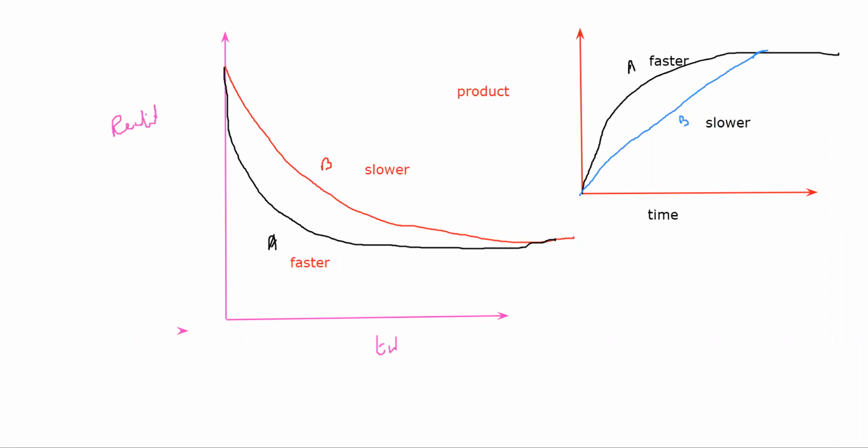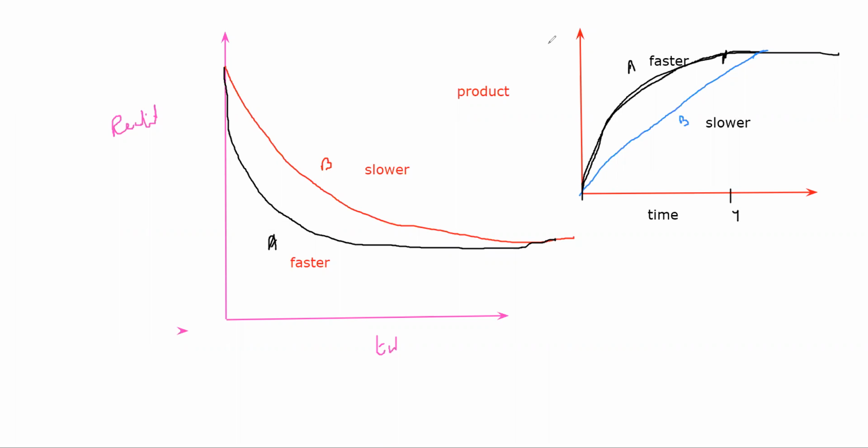For A, on the y-axis, you have amount of product. So what happened, for example, you can see the reaction A completed in a short time. Product was increasing, and eventually at this point, there is no change in the product. So it means the reaction stops. For example, it took 4 seconds to complete.